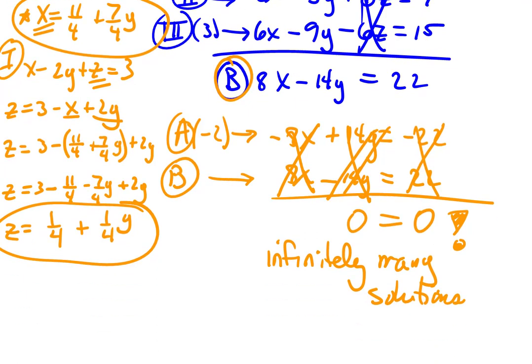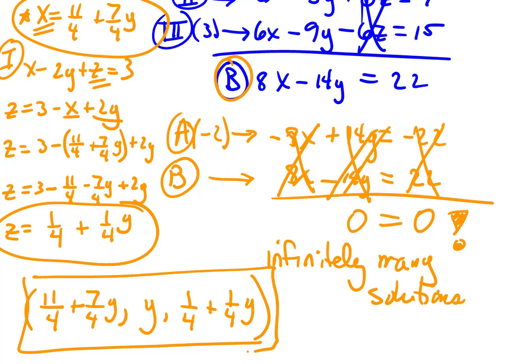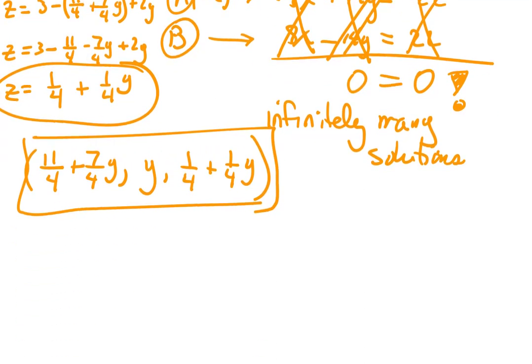We can put this all together by saying the x expression we got above, 11 fourths plus 7 fourths y, is what x represents. Y is going to represent itself. Notice it's what's showing up in both of these equations, so we just put a plain y. And then for z, we put what we just found it to equal, which is 1 fourth plus 1 fourth y. And so this triple will represent all infinite solutions.